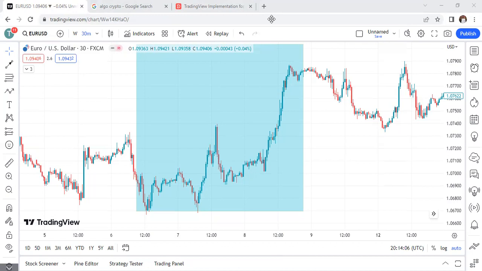The higher time frame is there to give you direction, while the lower time frame is there to position you. The higher time frame gives you direction, and the lower time frame helps you position yourself to catch, just like a lion trying to catch its prey and get into position.